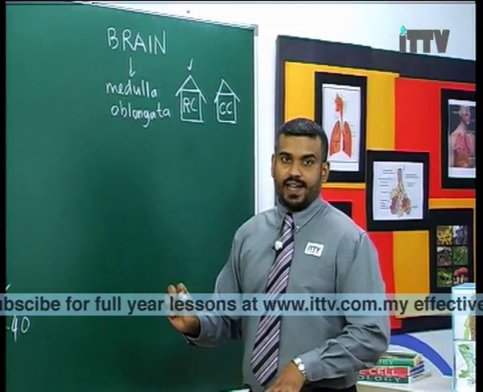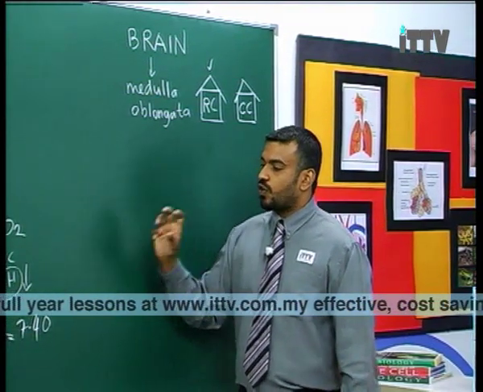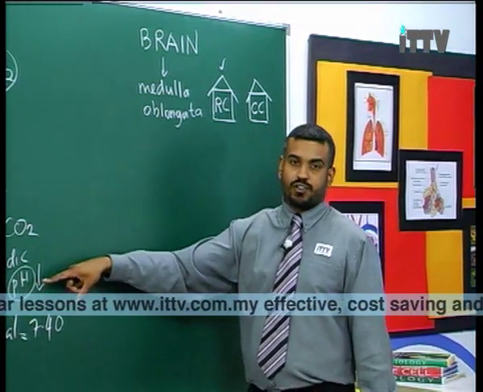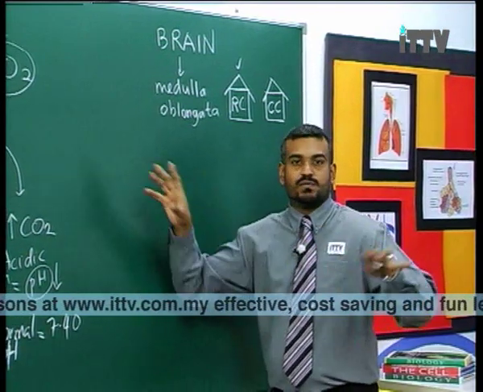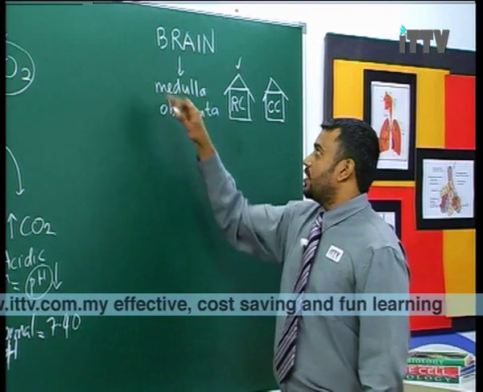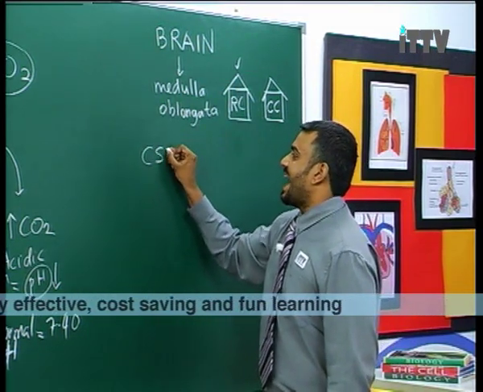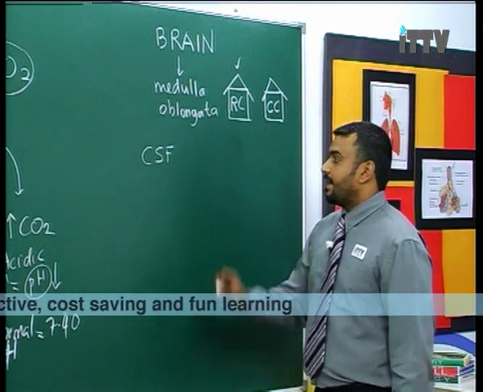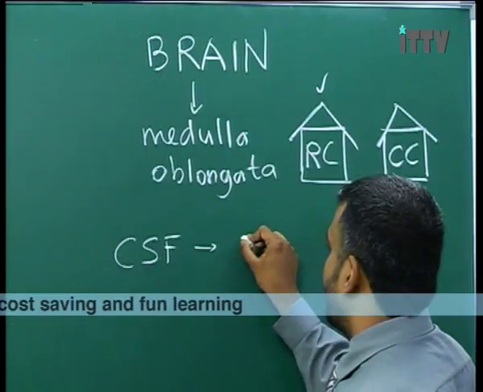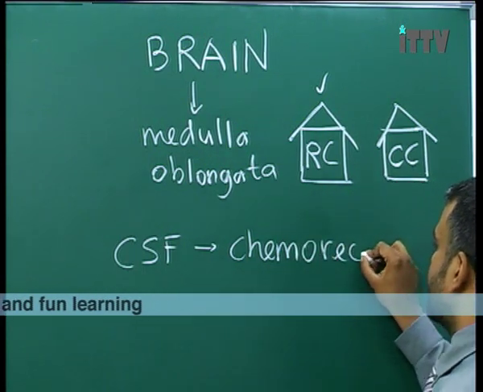Receives nerve impulses from where? The body is very smart. What the body did was, in order to control or to check the pH of the blood, it put alarm systems everywhere. Okay, so what happened is, in your brain, surrounding the brain, we have something called CSF. In the CSF, it will lead to chemoreceptors. Just watch, be patient.